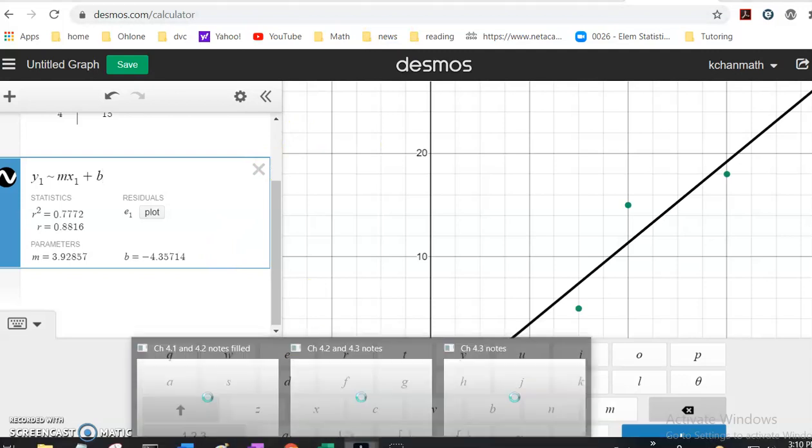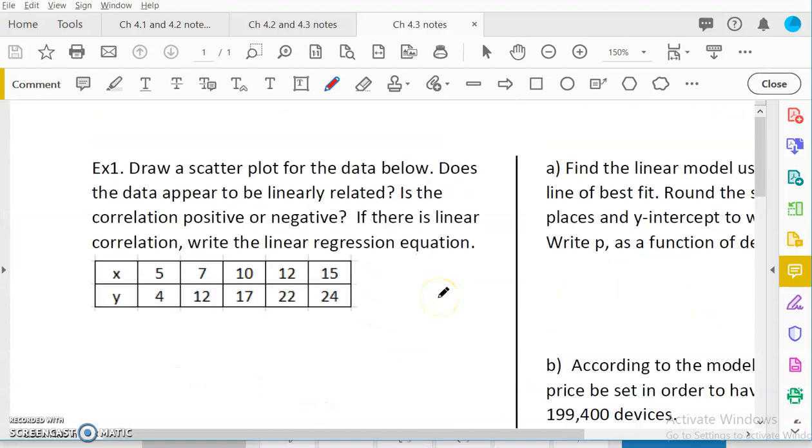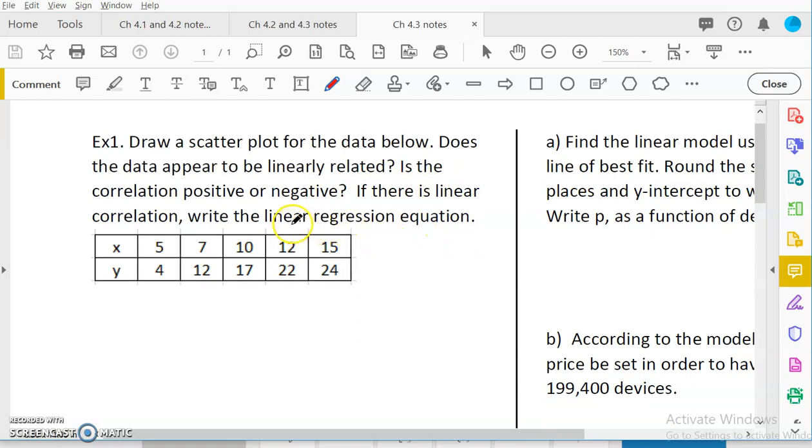So let's go back to our notes and do an example. Draw a scatter plot for the data below, x, y. They don't tell you what data it is. Does this data appear to be linearly related? The first thing, you draw a scatter plot. Don't find the linear equation yet, but look at it. Are they linear? Are they positive or negative? Or is there any correlation? If there is a correlation, find the linear regression equation. The linear regression equation is more of a statistics term. The actual term is best fit line.